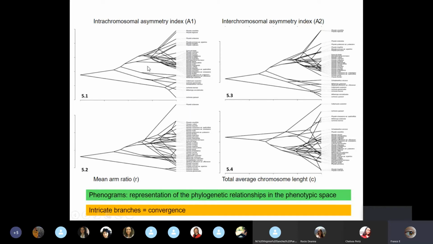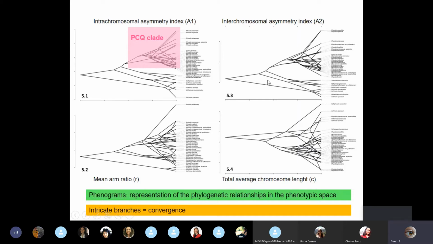Here we have the A1 index, which has a strong phylogenetic signal. Intricate branches, meaning convergence. So we have in the PCQ clade a strong phylogenetic signal which separates the PCQ clade from the rest of the Physalidae, from Caliphysalis, Alkekenji, and also from the Iochrominae.